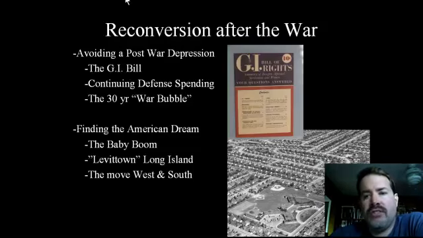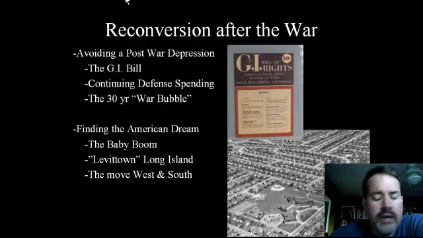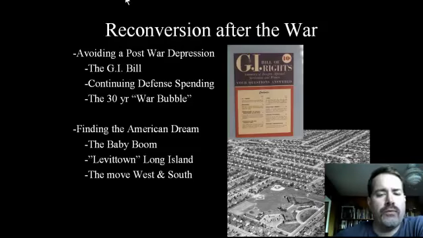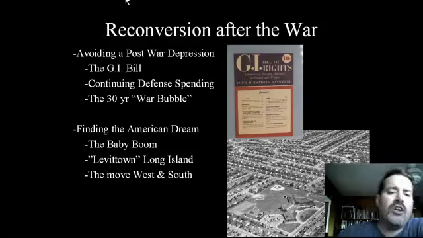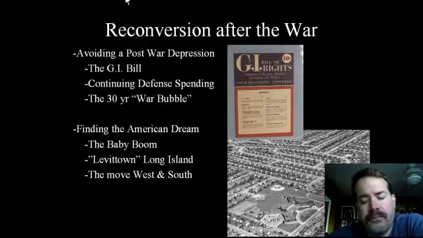Now, from just sort of a casual glance, this seems incredibly wasteful. If we have all of this war material that we won a world war with, why do we continue to need more? Well, it's not about needing more. It's about keeping those defense industry workers employed. And the other thing that helps avoid a post-war depression is what I like to call the 30-year war bubble.